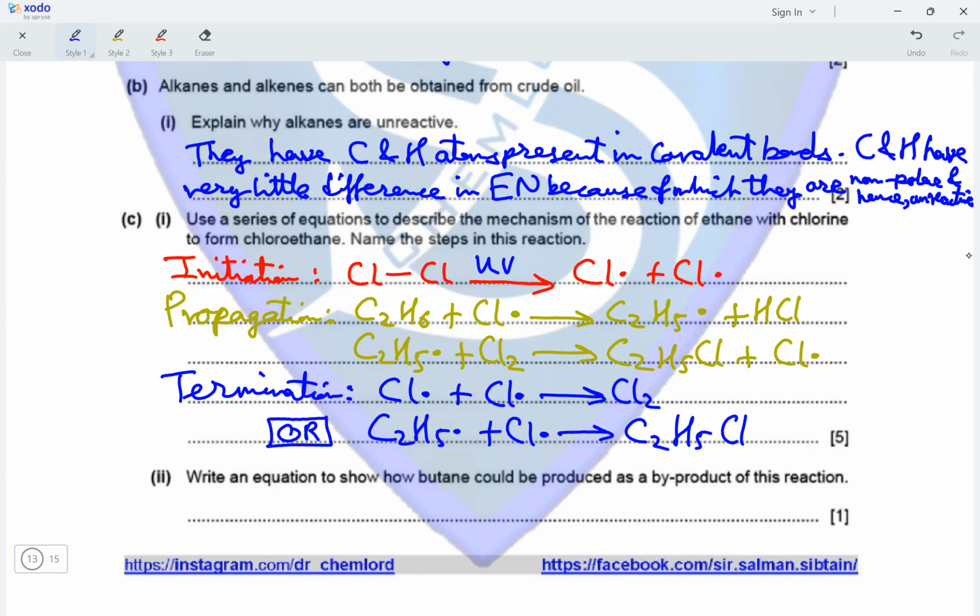Write an equation to show how butane could be produced as a byproduct of this reaction. So production of butane would require two C2H5 free radicals colliding together and forming C4H10 as a byproduct in one of the termination steps.